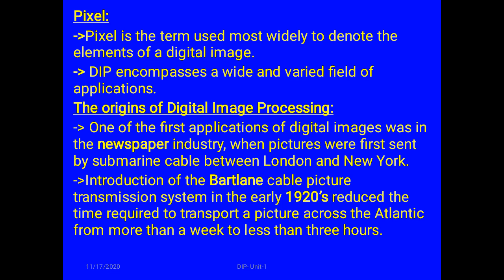Next, the origin of digital image processing. One of the first applications of digital images was in the newspaper industry, when pictures were first sent by submarine cable between London and New York. Introduction of the Bartlane cable picture transmission system in the early 1920s reduced the time required to transport a picture across the Atlantic from more than a week to less than 3 hours.